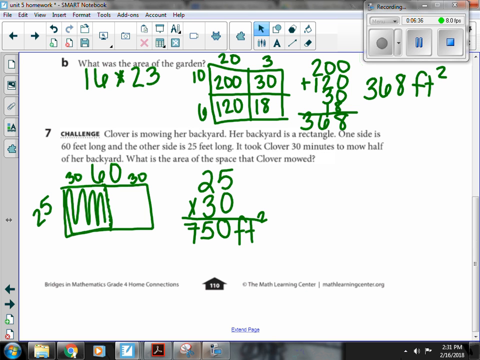That was tonight's homework. That's a good review of all of our vocabulary and area and perimeter for our test.